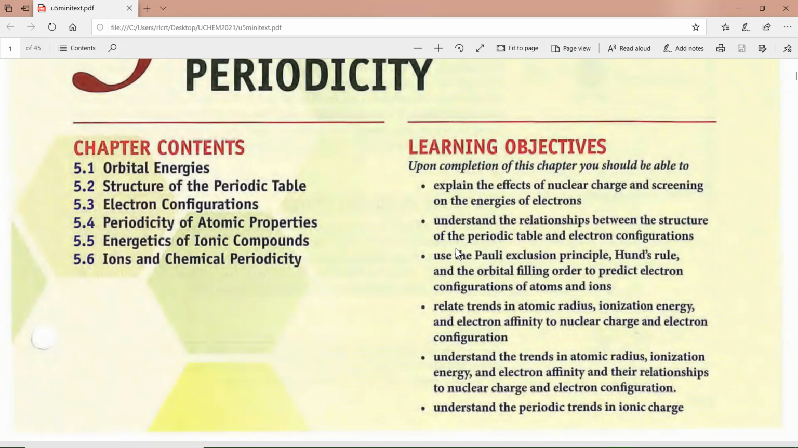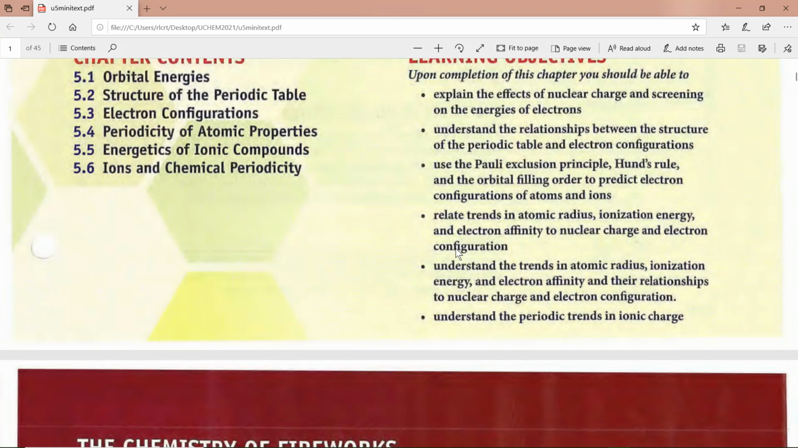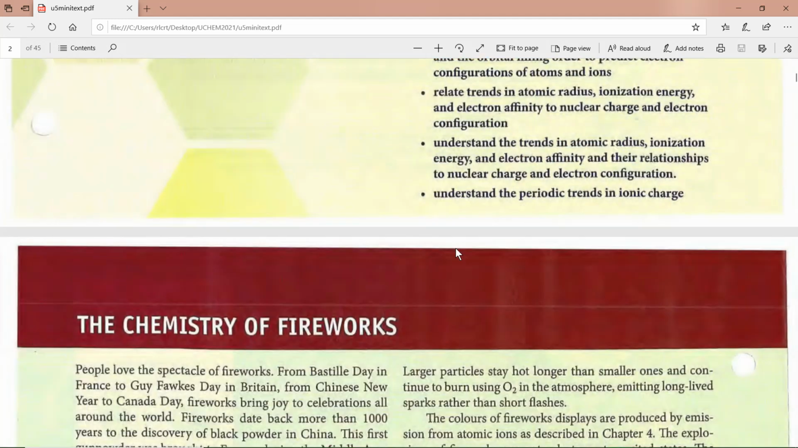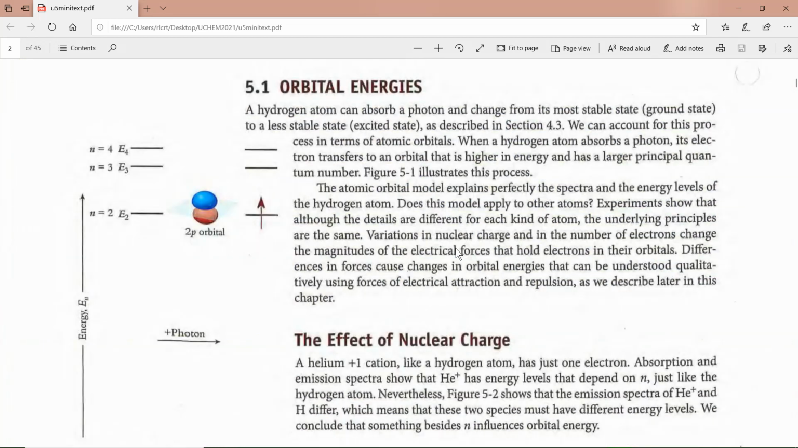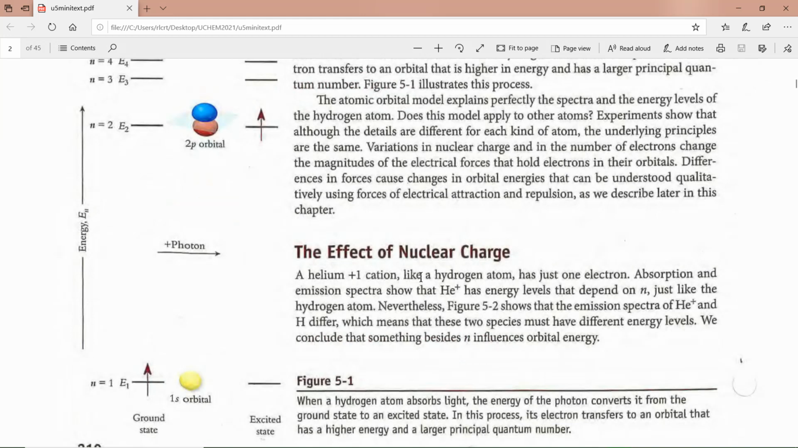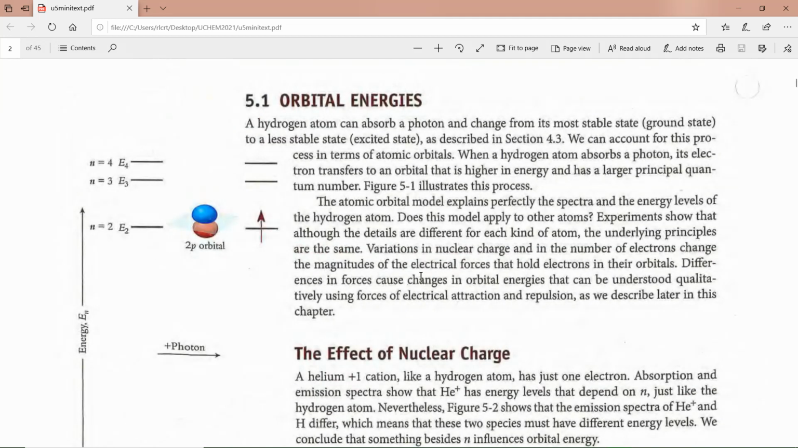Electron configurations, periodicity of atomic properties, energetics of ionic compounds, ions, and chemical periodicity. So all that stuff we're going to look at here. We're going to start with orbital energies, and we will talk about the fact that orbital energies vary with nuclear charges, and that's going to help us with our periodic trends and just understanding everything and filling up electrons. Here we have ground states and things like that.